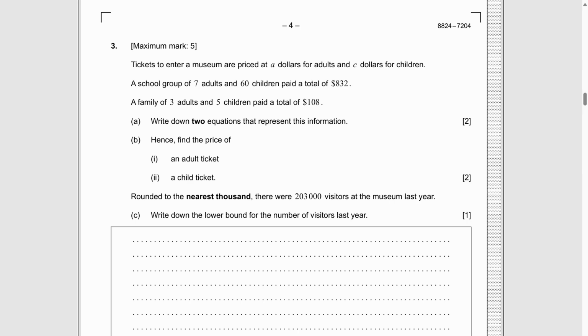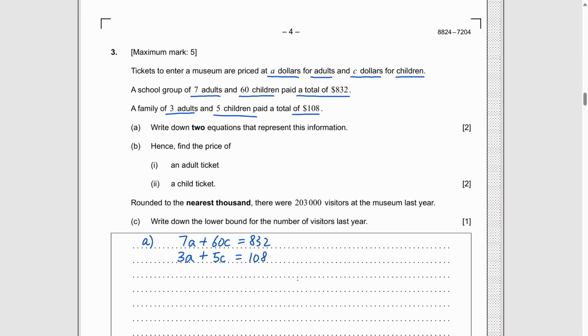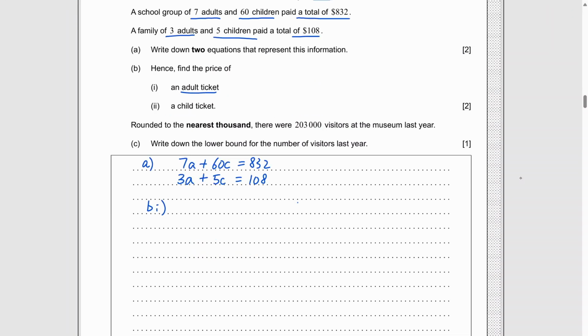Question 3. Buying tickets. $A for adults and $C for children. 7A and 60C is 832. 3A and 5C is 108. Make the simultaneous equations. And part B, solve it.